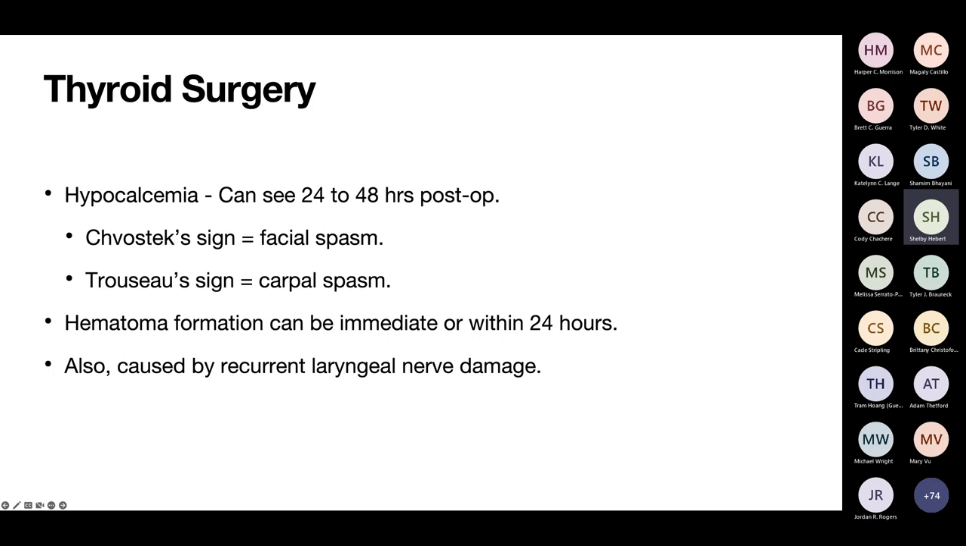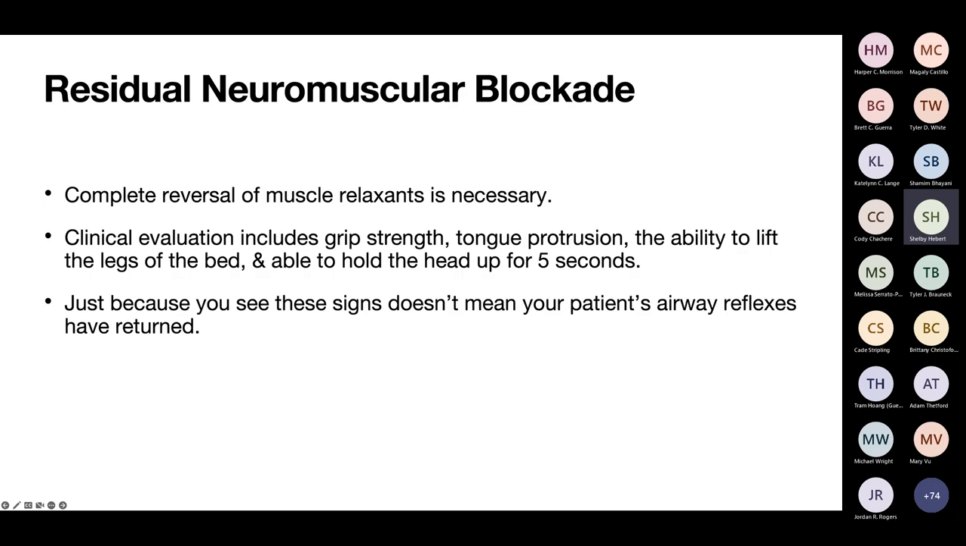The other thing you may see is that you may have recurrent laryngeal nerve damage that can contribute to that as well, and we kind of covered that a minute ago. Residual neuromuscular blockade, and I know you guys want a break. We're going to get through the rest of the respiratory topics here, and then we'll take a break.